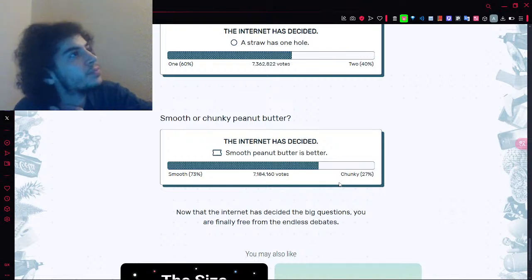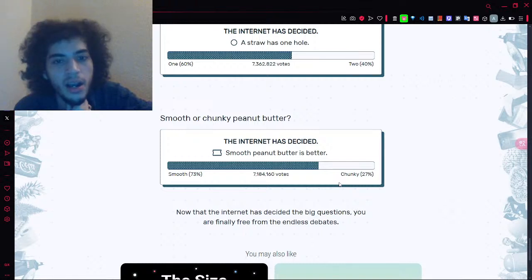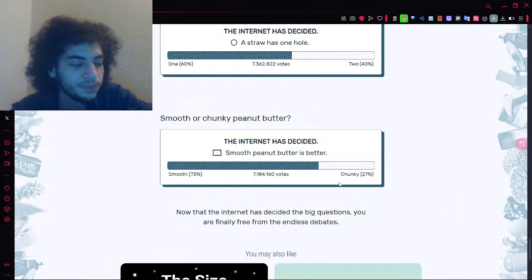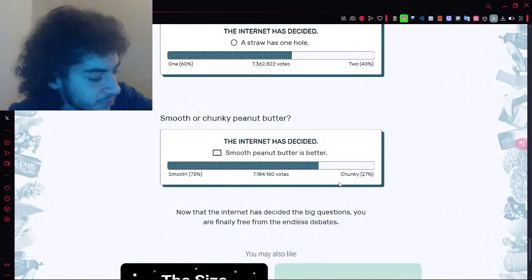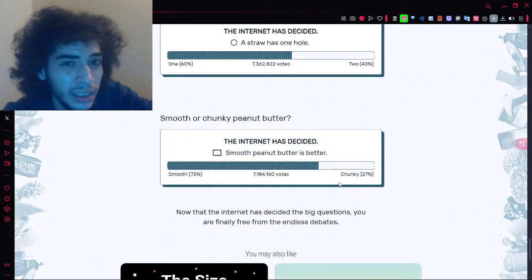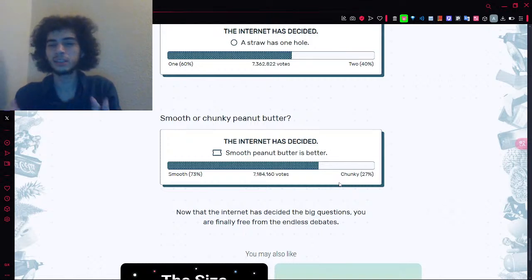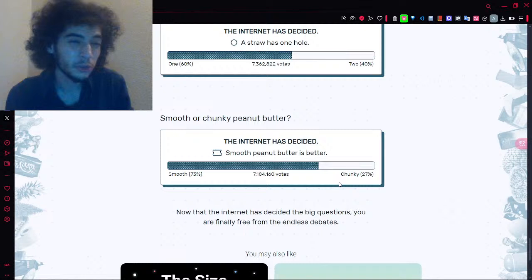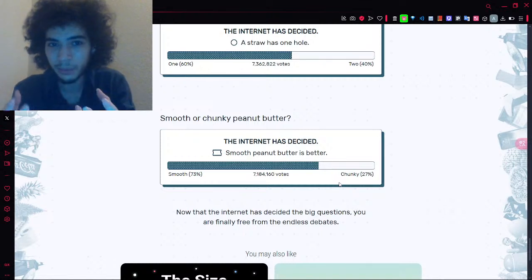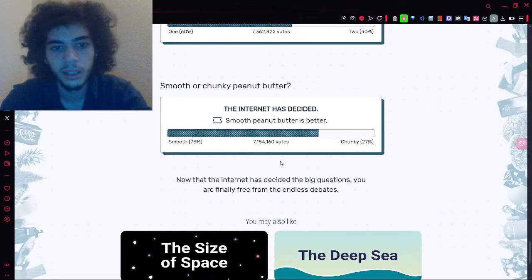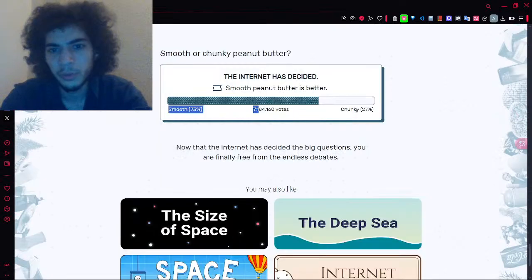Smooth or chunky peanut butter? I have both right now. I like it a little bit chunky. I don't like it too smooth. I like it to have a little bit of bits, some texture. I don't mind it being too chunky, but I like it to be a little bit chunky.